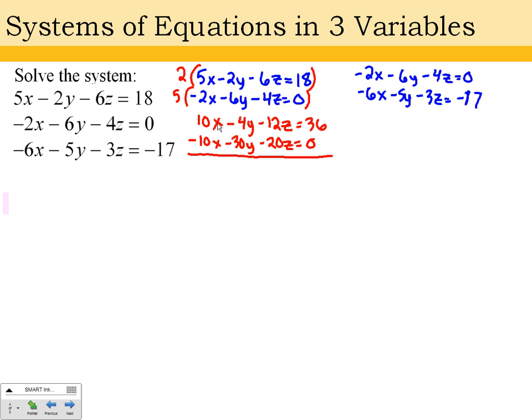Okay, when I add these equations together, my x's cancel out. Negative 4y plus a negative 30y is negative 34y. Negative 12z plus a negative 20z is negative 32z. And 36 plus 0 is 36. Okay, so I have one equation that has x eliminated. Now I need to do that again.